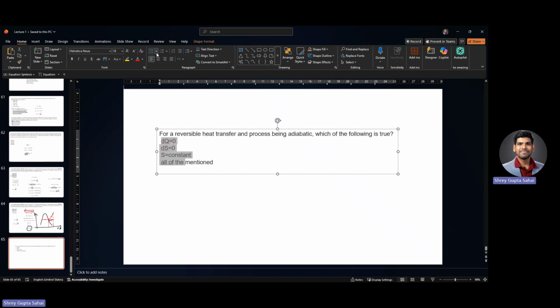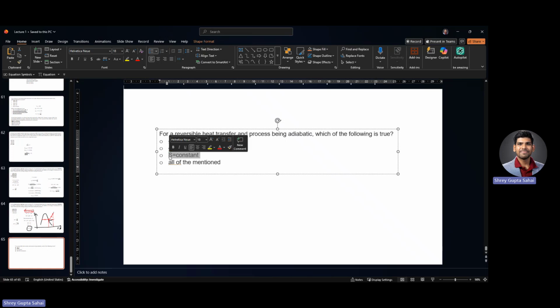There are four options. Decide which one we want to select for a reversible heat transfer and process being adiabatic. Okay, and process being adiabatic, which of the following is true? This is true for a reversible heat transfer. No, this is not true for the reversible heat transfer. Mind that.